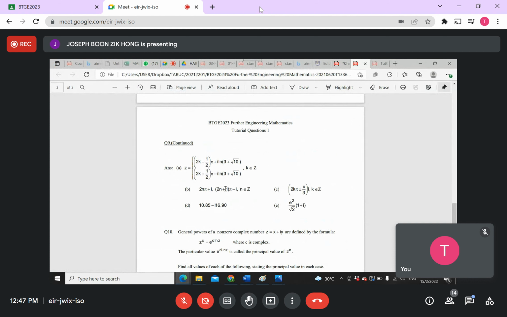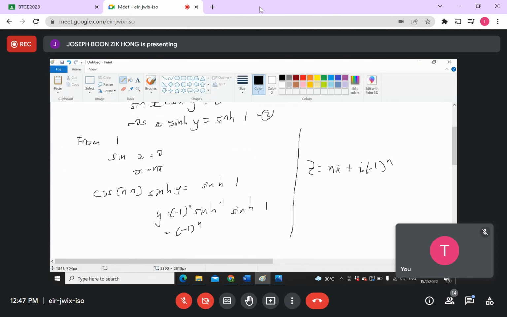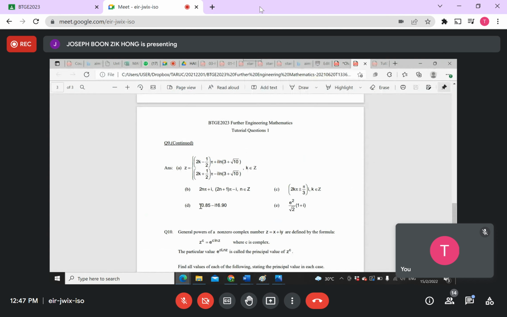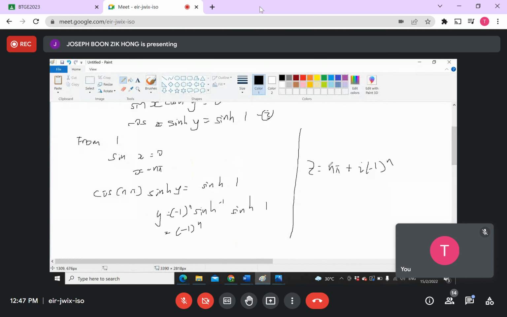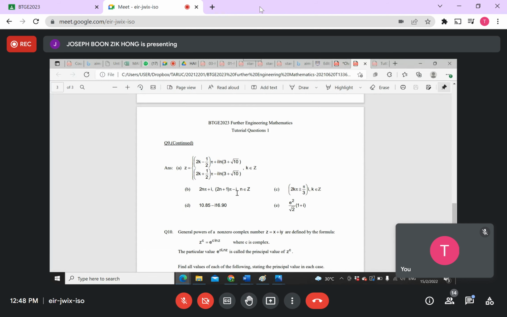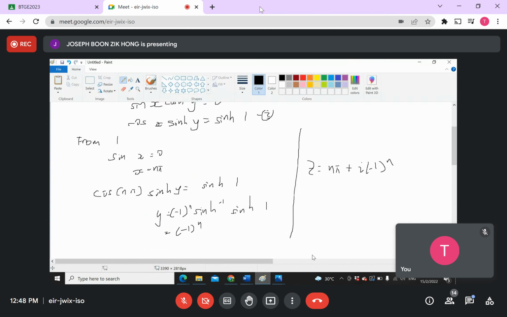Okay, this one, they try to break it into even and odd. So that's why they have two answers here. But it's okay, you can just leave it like that. Because if your n is even, then you will have 2n pi plus I, which is the first one. If it is odd, that means your n will be 2n plus 1, and then this one will become negative. So that's why it will become minus of I. Okay, but it's the same thing.